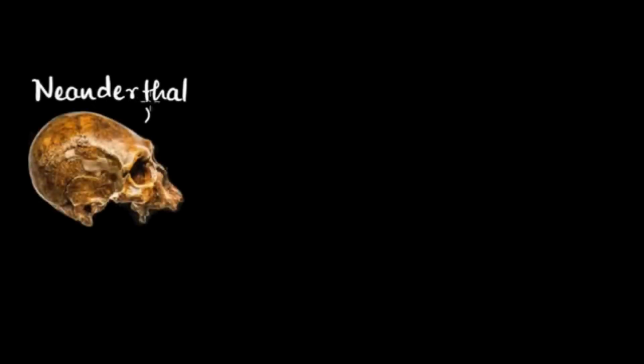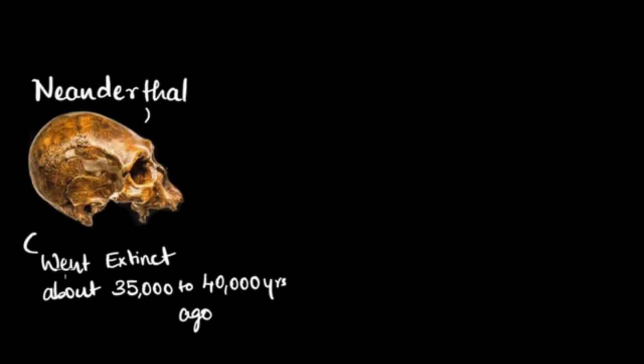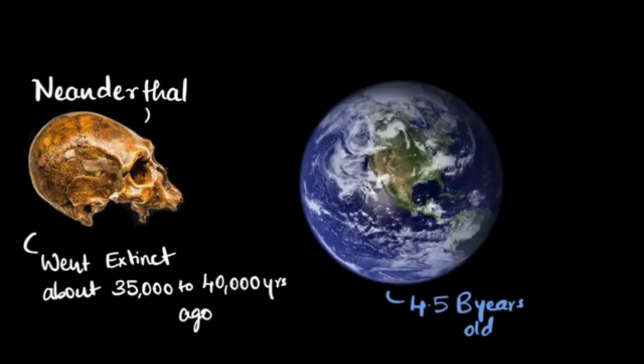This is a Neanderthal skull. Neanderthals are an extinct species of humans, and we believe they went extinct about 35 to 40,000 years ago. And this is Earth, and we believe Earth to be about 4.5 billion years old. But my question was always, how do we know these things? How do we figure these things out?